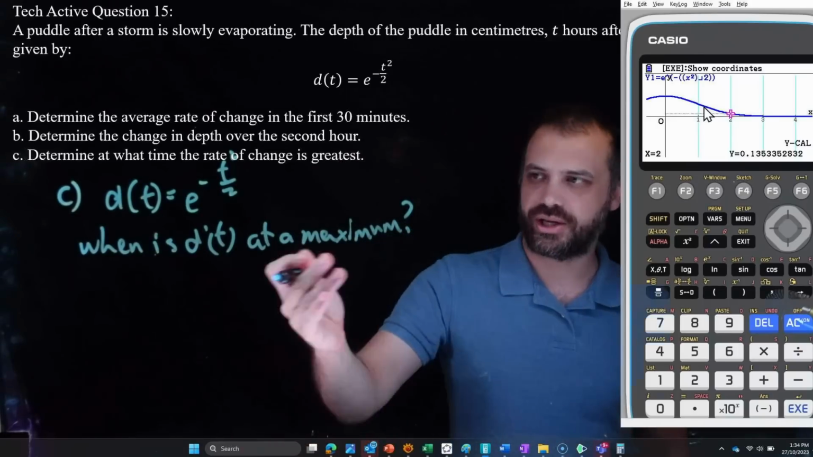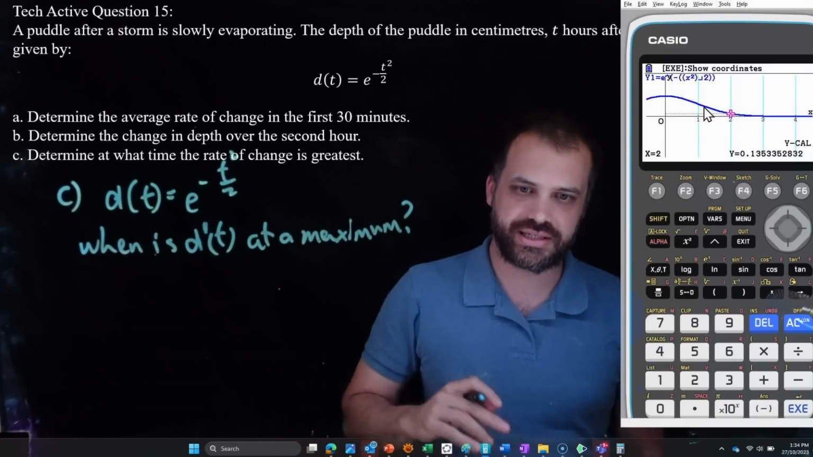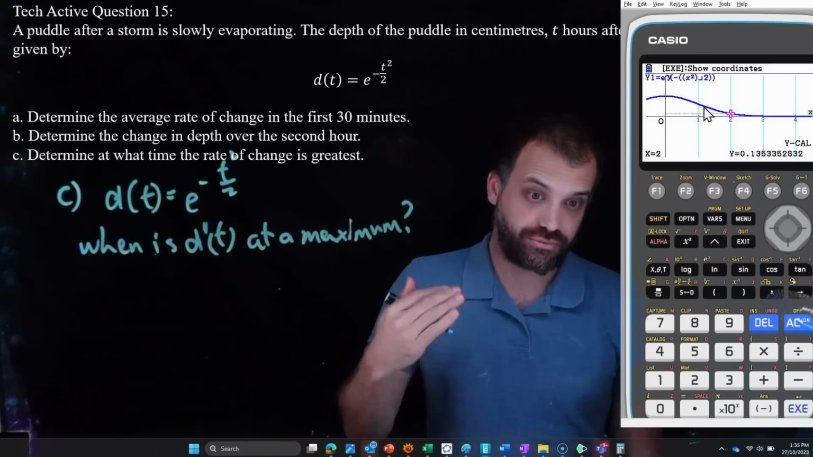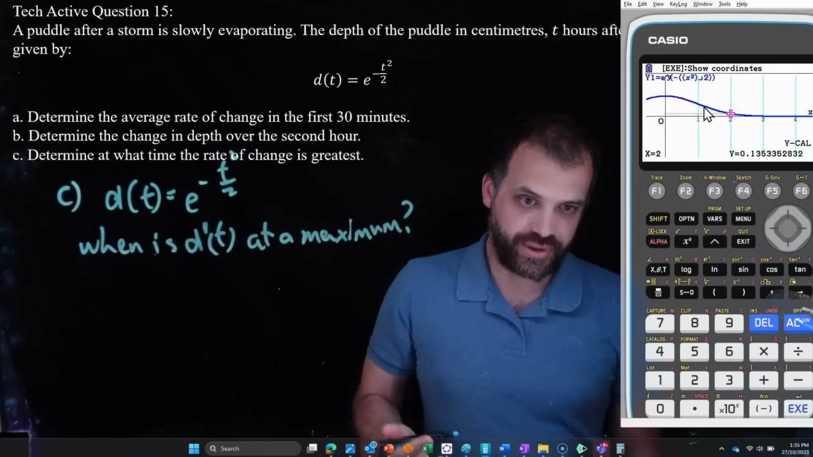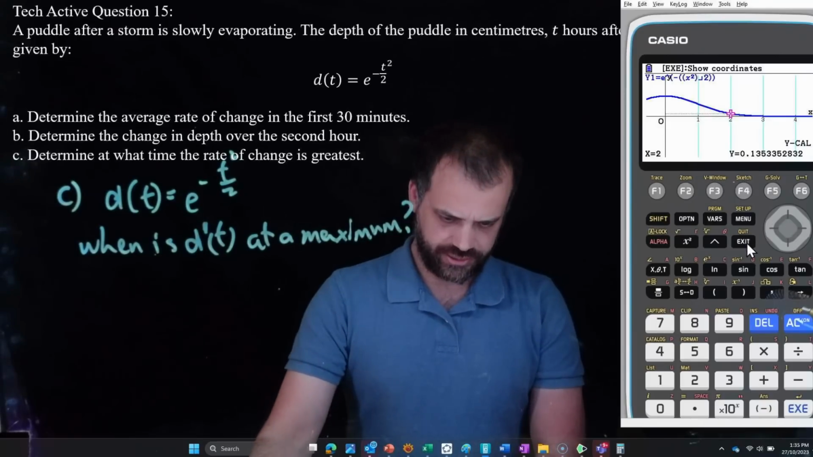All right, so that's my question to myself. Because if I know when d dash t is at a maximum, when the derivative of that, the rate of change of that is a maximum, that's when it's happening. All right, so now I'm going to go to my calculator.